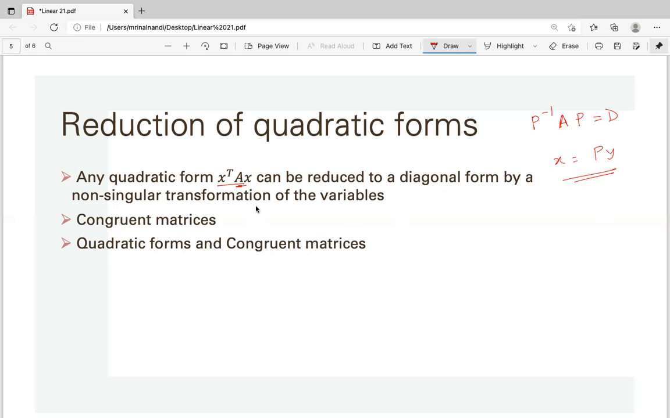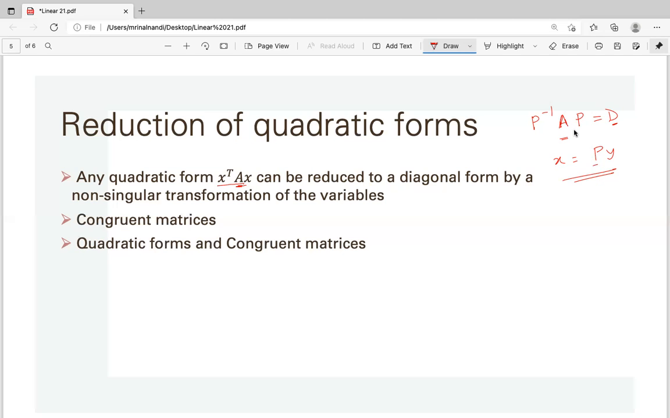Now these are congruent matrices. For any quadratic form, we first take the corresponding real symmetric matrix A, and then find the orthogonal matrix P for which D is the diagonal matrix. So D is congruent to the matrix A, and then we can easily find whether A is positive definite or semi-definite using D.